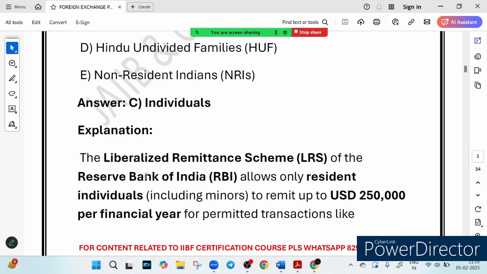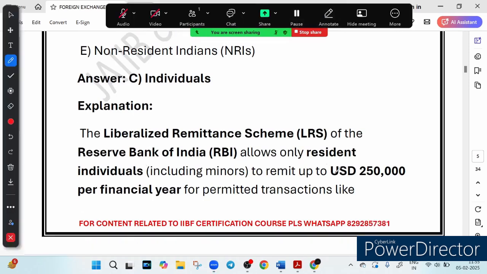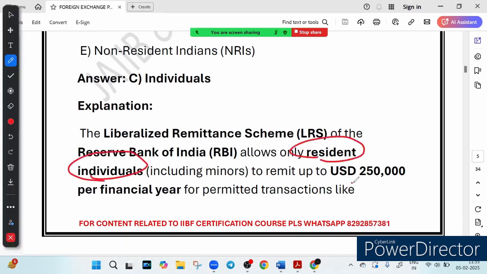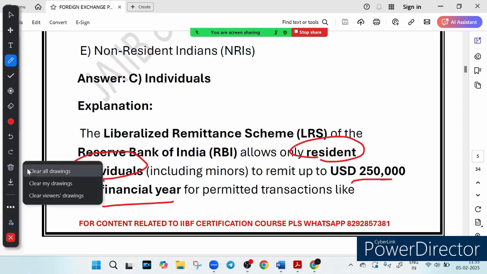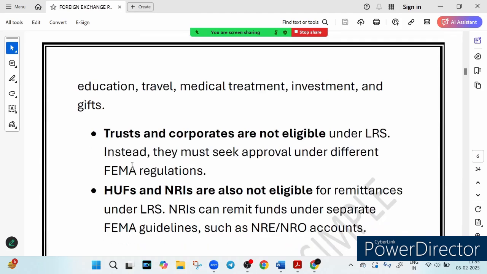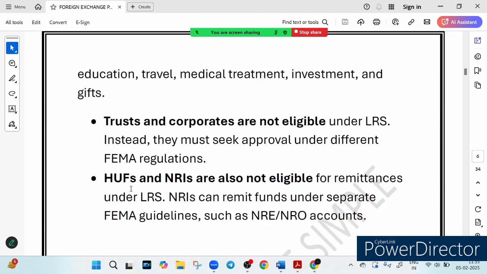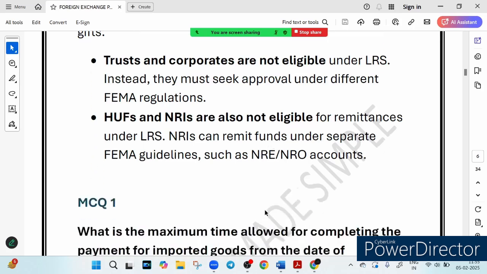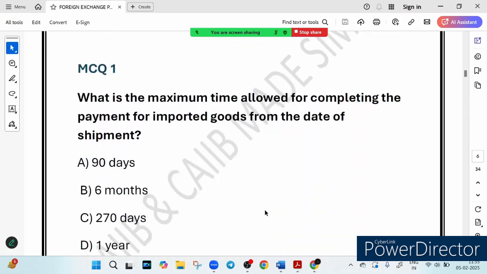Let me show you. Here I have highlighted the key points: resident individual. The limit is 2.5 lakh dollars per year. And for education, what are the permitted transactions? You can see clearly written here: education, travel, medical treatment. Trusts, corporations, HUF, NRI are not eligible, and NRIs can use other remitting methods like NRE or NRO accounts. I hope this makes your concept clear. Now let's see the next question.